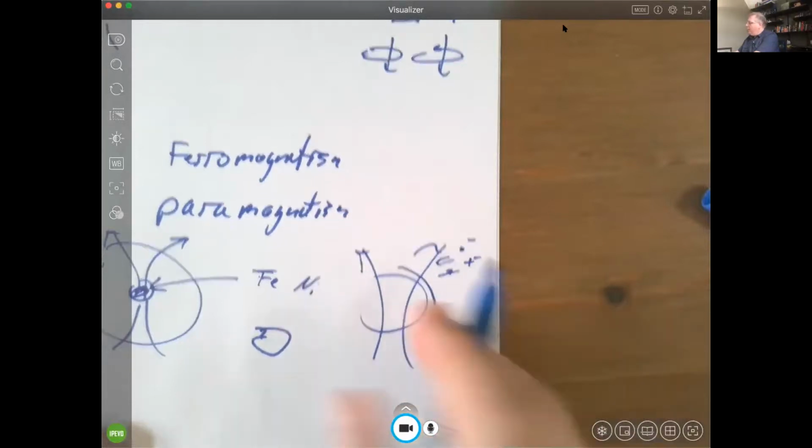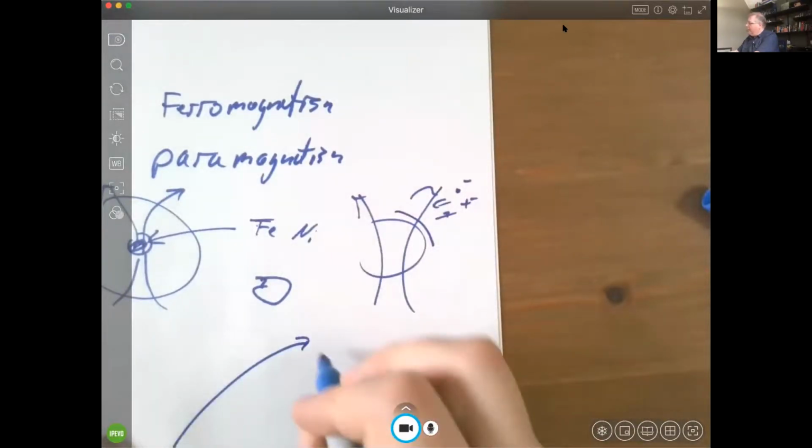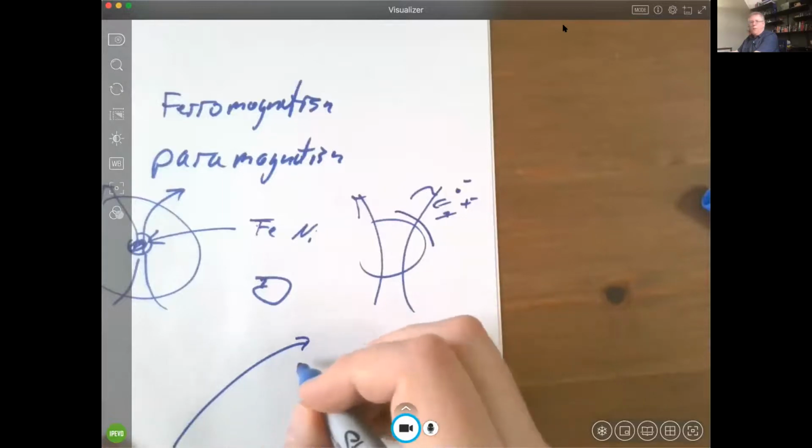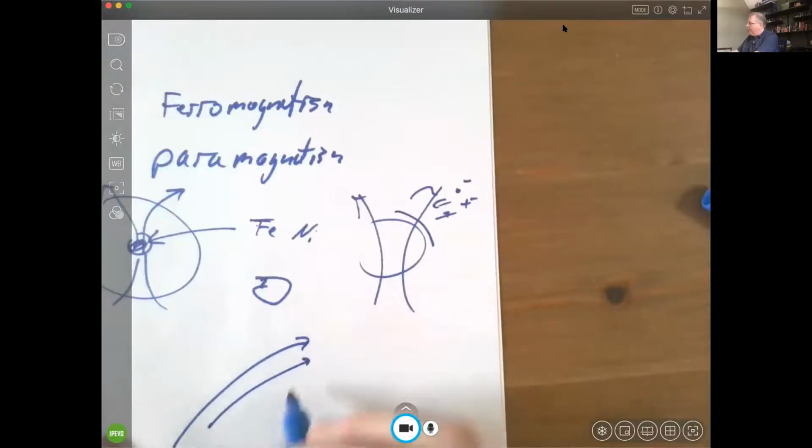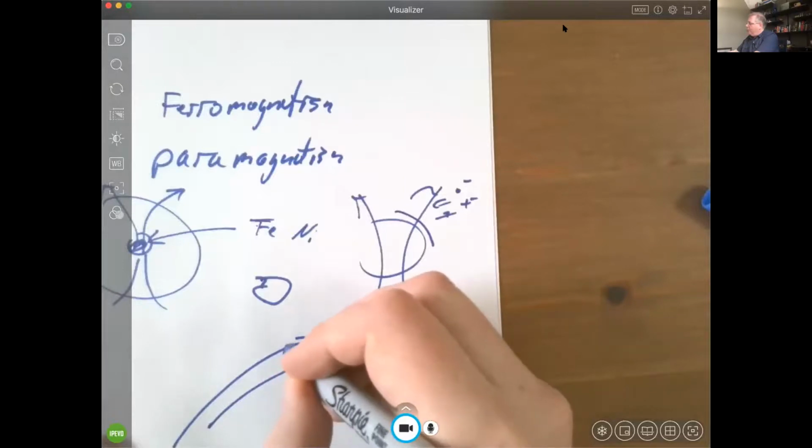But one of the interesting things is that if I have this magnetic field line, what happens to the particles? Remember what particles do in a magnetic field. If there's a magnetic field like this, if I have a particle, it'll want to move in circles.